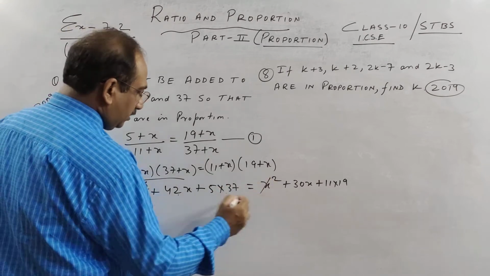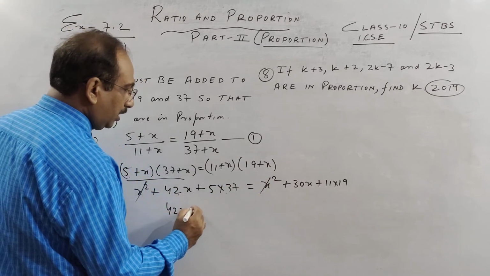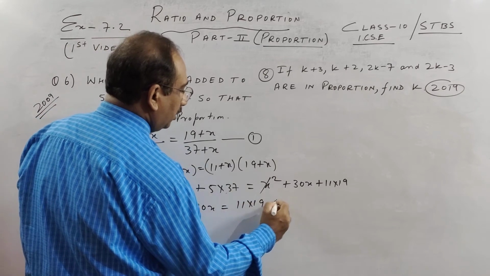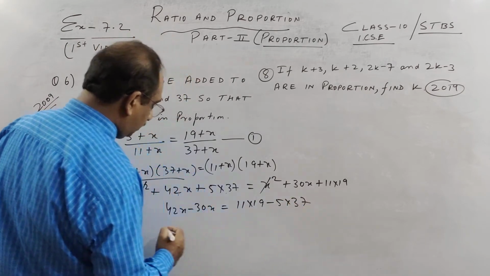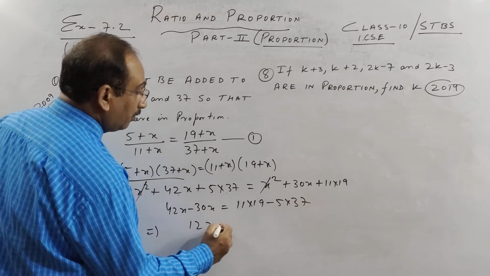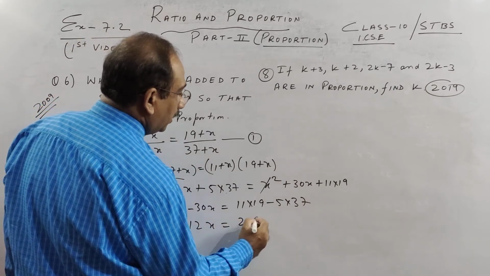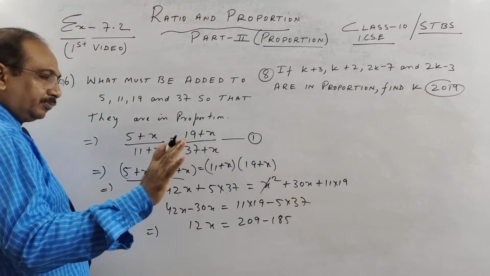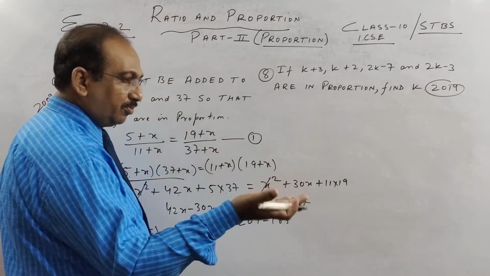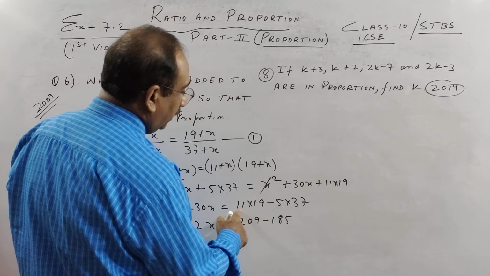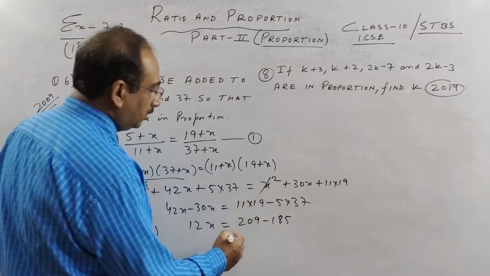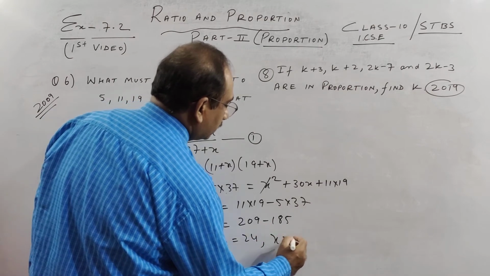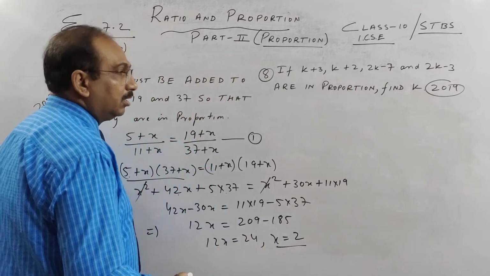X square cancels. 42x minus 30x on that side, 11 into 19 minus 5 into 37. 12x is 209 minus this, which will be 185, half of 370. Multiplying by 5 means put a 0 and make it half. 19 11s are 190 plus 19. So 12x is 24, children. X is 2, 24 by 12.